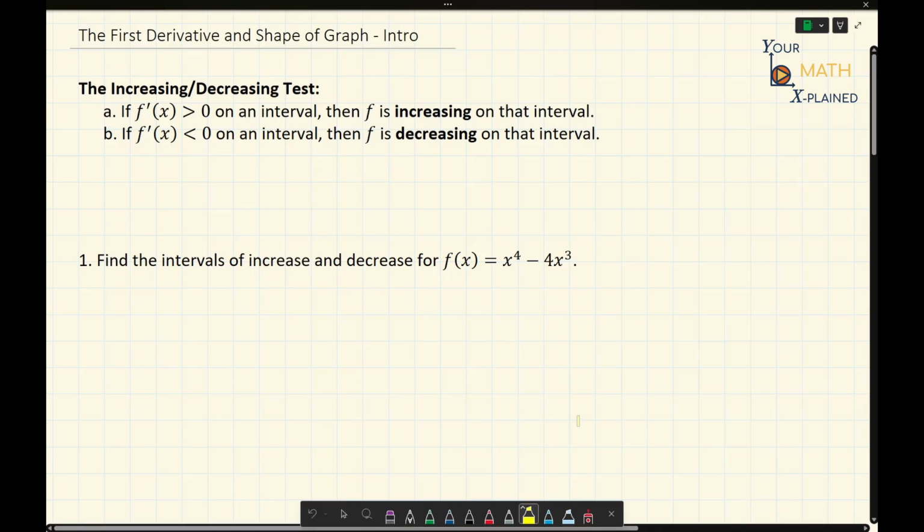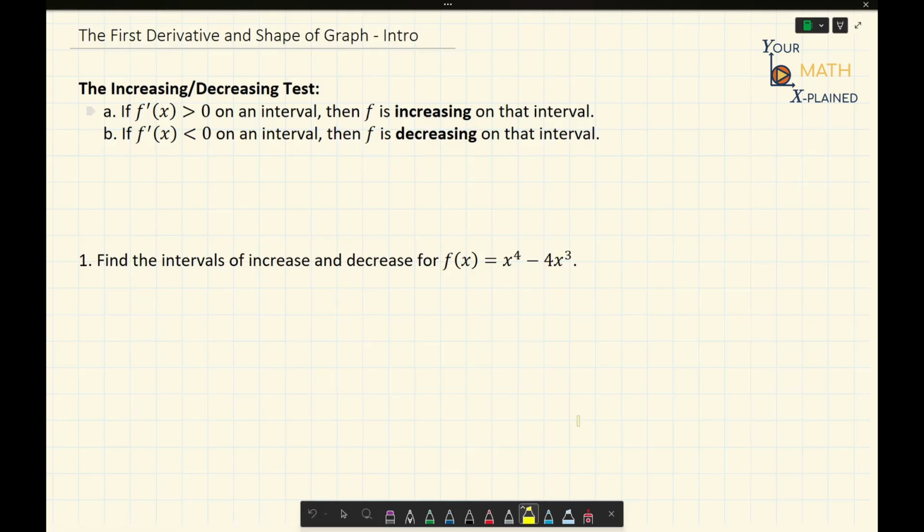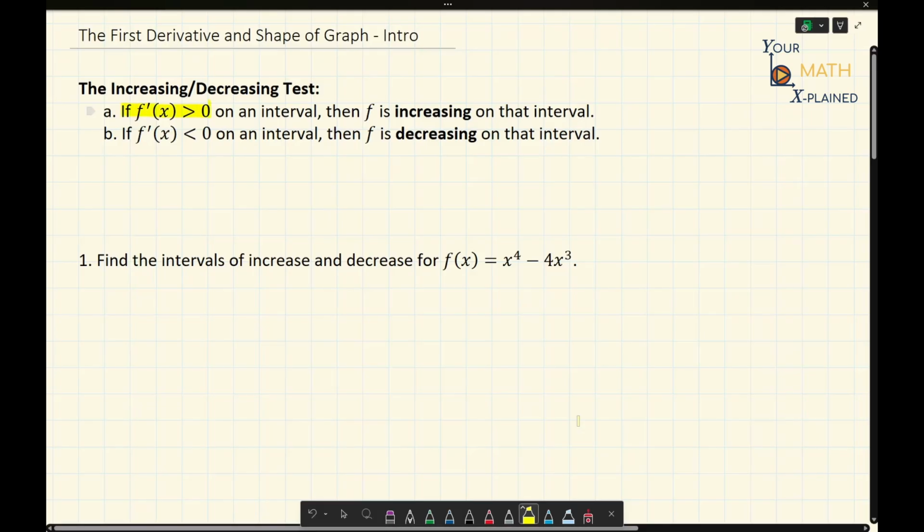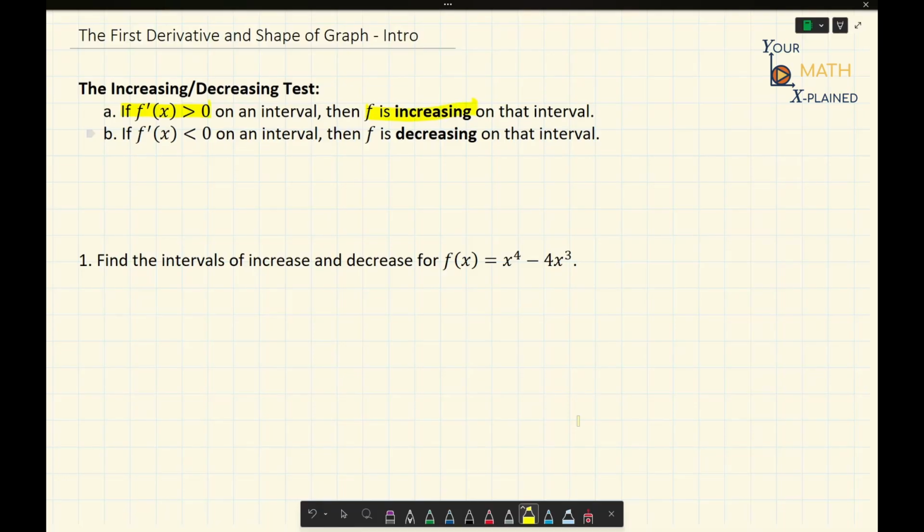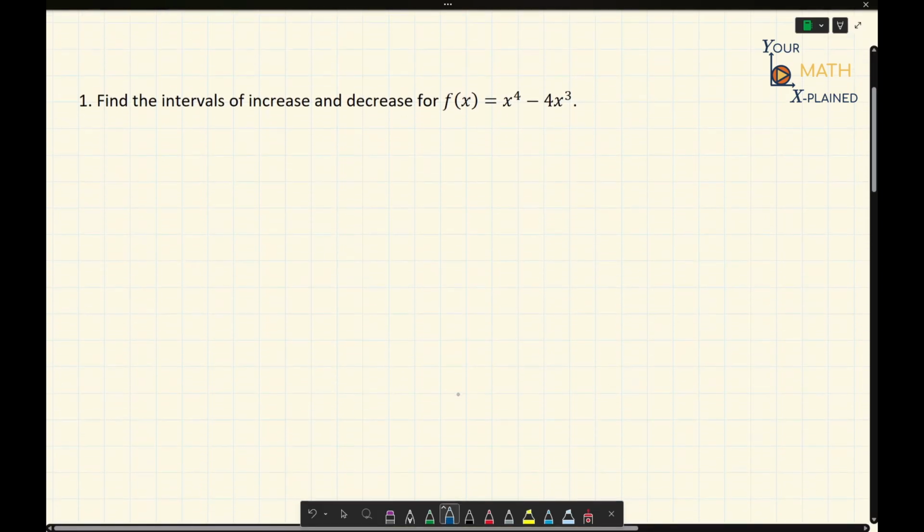The increasing-decreasing test says that if the derivative of f is greater than 0 on an interval, then f is increasing on that interval. And if f prime of x is less than 0 on an interval, then f is decreasing on that interval. And this makes sense intuitively because if the derivative is positive, then that means we have a positive slope, which means the graph is going upwards. And if the derivative is negative, then that means we have a negative slope, so therefore the graph is going downwards. So let's take a look at how we can use that information.